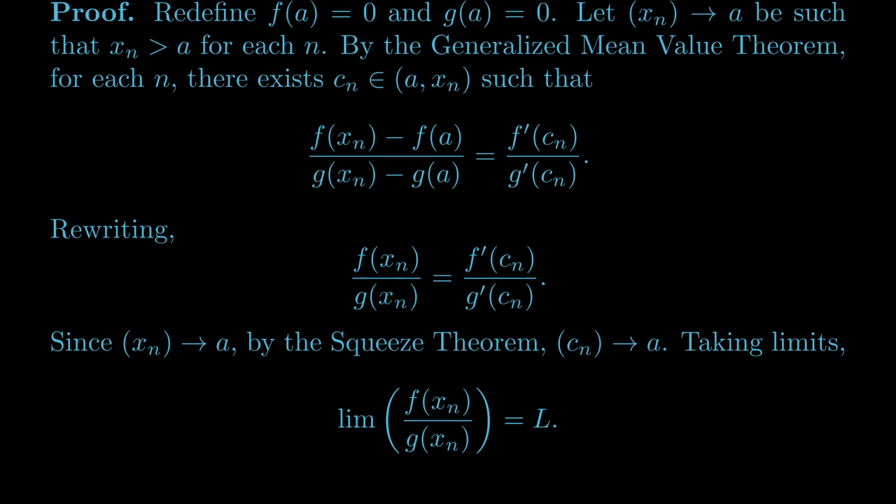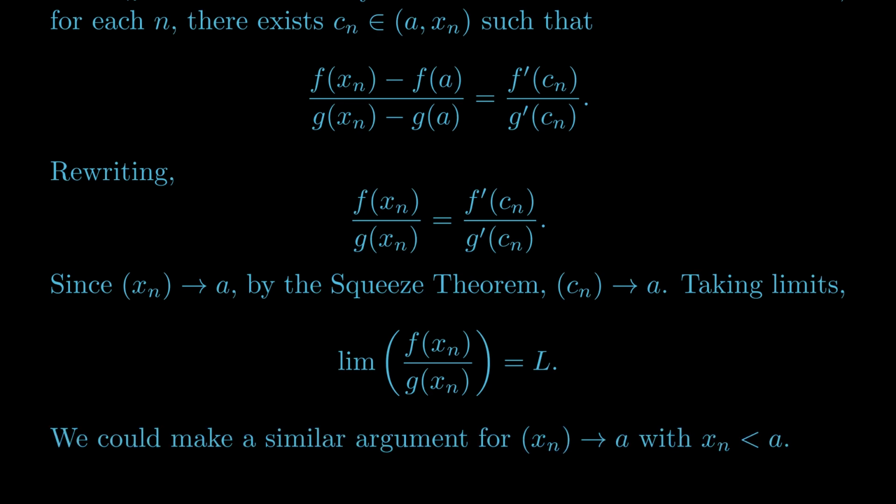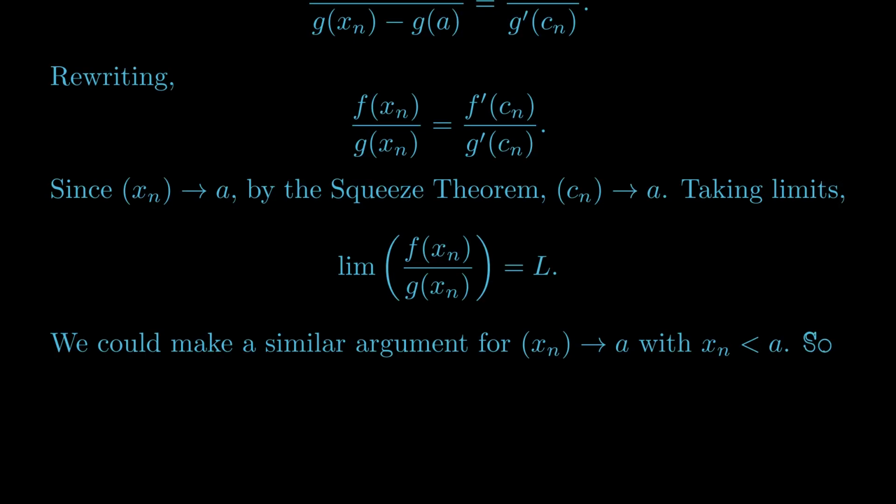And recall that xn was an arbitrary sequence of terms strictly greater than a converging to a, but we could do a similar argument for an arbitrary sequence of terms xn less than a converging to a. And so this limit exists and equals L. The limit as x approaches a of f of x over g of x equals L. If we replace the hypothesis that the numerator and denominator tend towards 0 with the hypothesis that the numerator and denominator tend toward infinity, the claim still holds.